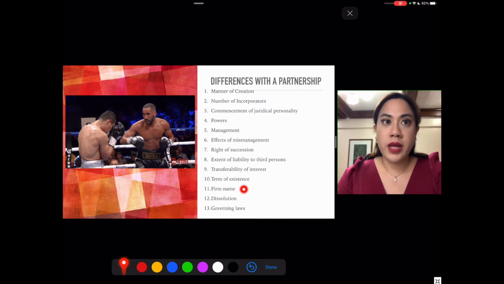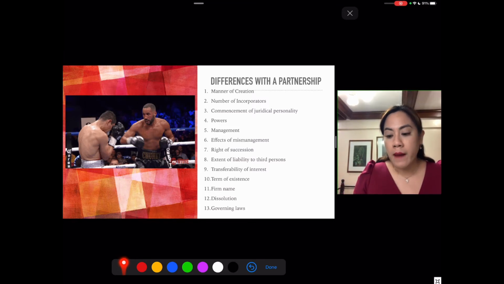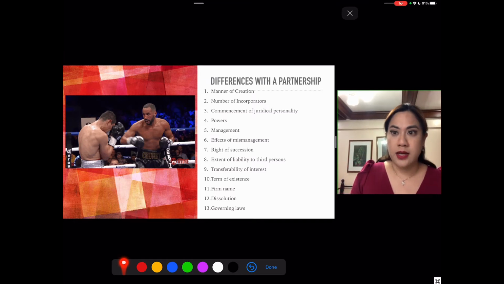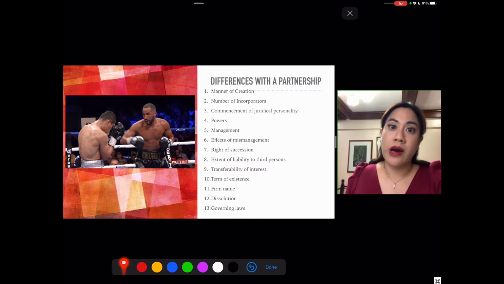Number 11, firm name. A limited partnership must have the word limited or LTD in its name, while a corporation may adopt any firm name that is not identical or deceptively similar to any registered firm name. So, usually what happens is that if you are forming a corporation, much like a sole proprietorship, for sole proprietorships you need to go to the DTI website, but for corporations, you go to the SEC website. As of the moment, it's a bit down, but you can check your name and see if it is similar to any. If it is, the registration of your corporation will be rejected. So usually they require a clearance, so you have to check their database for that.